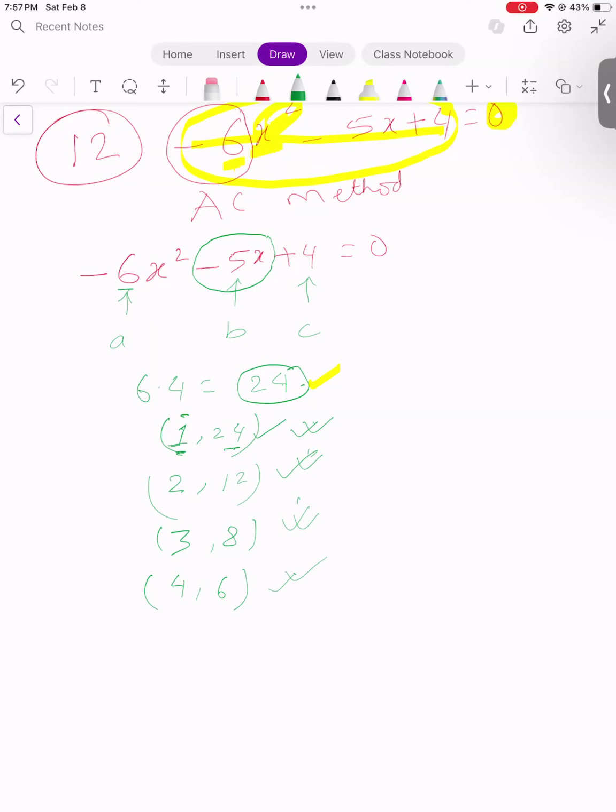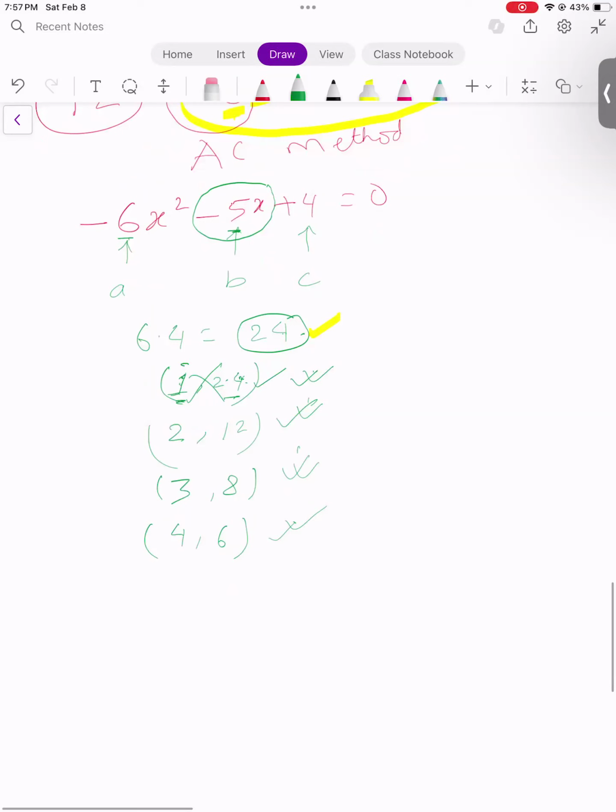You can start from the first one. So we have 1 and 24. If we add 1 and 24, we get 25. If you subtract 1 and 24, we get 23. That's not what we want. We want negative 5. So this is not the one. So let's do this one: 2 plus 12, 14.